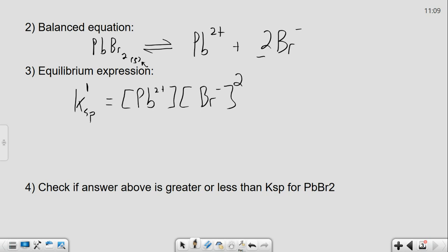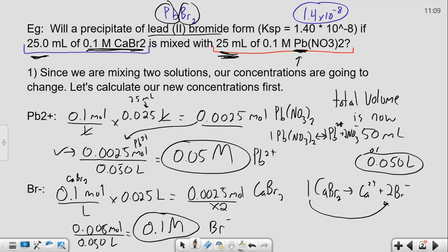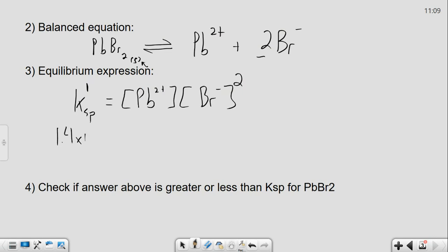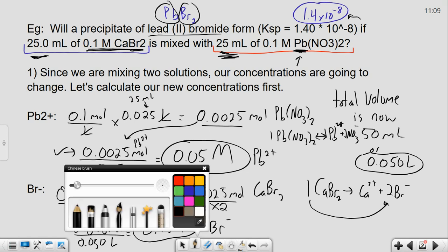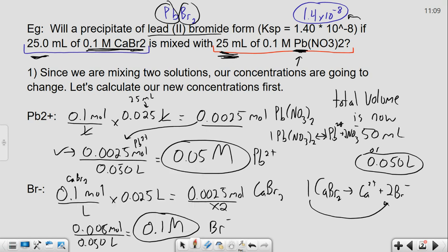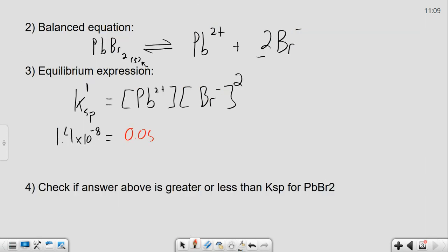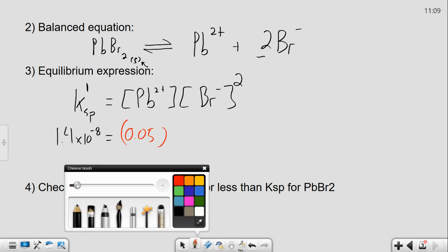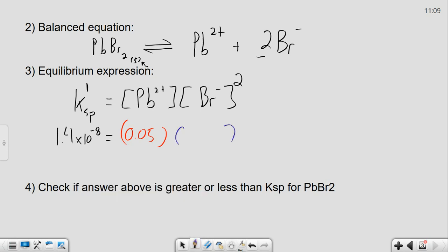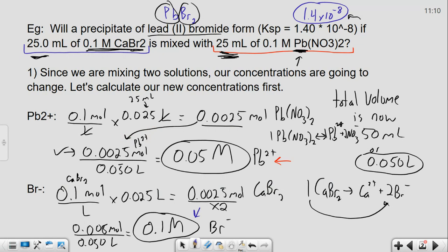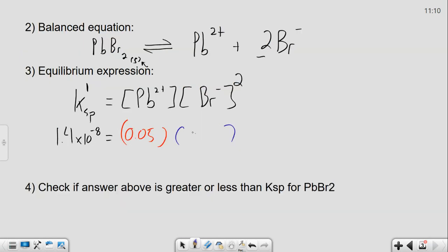All right, and so step 4, check if the answer above is greater or less than. So I actually have to work this out now. So my KSP was, what was it? 1.4 times 10 to the negative 8. Equals concentration of lead. Where was it? Let's change my color here so we see a little better. There's my concentration of lead, 0.05. And my concentration of bromide at equilibrium, I found here, 0.1. And of course I have to square that.